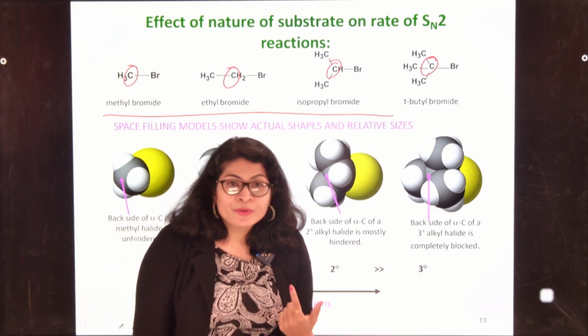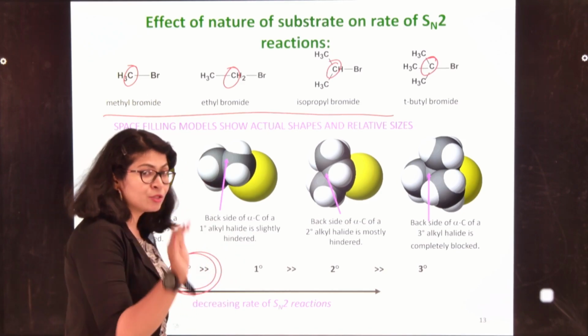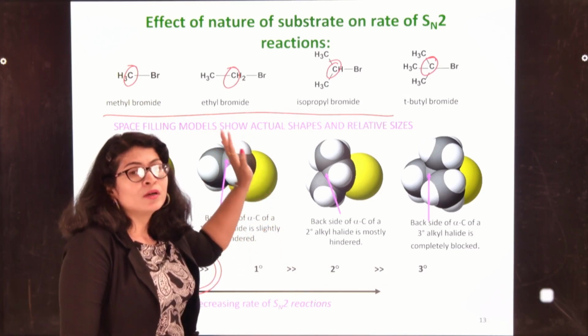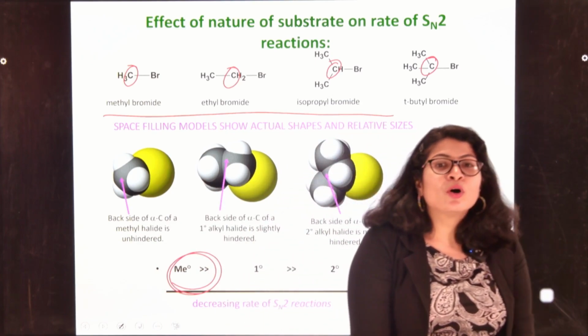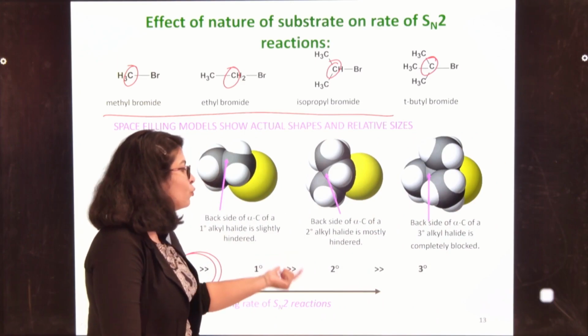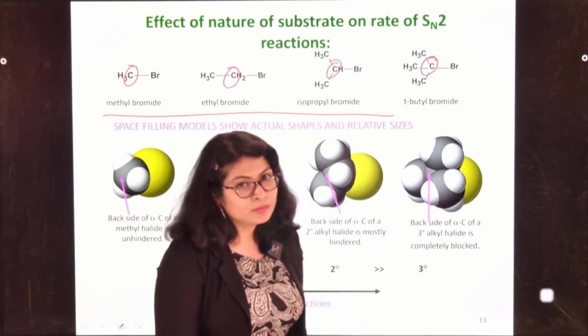So the order of reactivity varies as follows: 1 degree, or the methyl group, is highest in reactivity in comparison to 3 degree, because in 3 degree the bulkiness is gradually increasing. So the order of SN2 reaction varies as methyl group greater than 1 degree, 2 degree, and finally the least reactive being the 3 degree carbon atom.